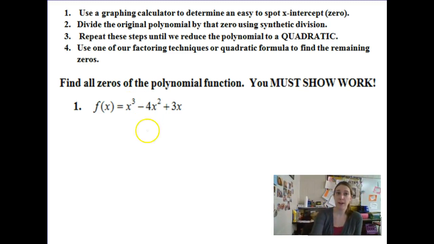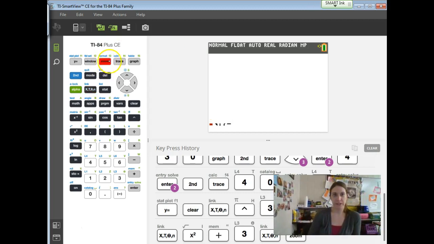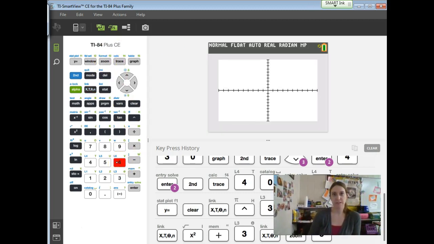So what I want you to do is grab your graphing calculator and type x to the third minus 4x squared plus 3x into y equals. I'm going to pause the video and we'll come back. So go ahead and pause your video and get that typed in. So in my y equals menu, I have my function typed in. And I just want a standard viewing window. So zoom 6, and I see this polynomial.